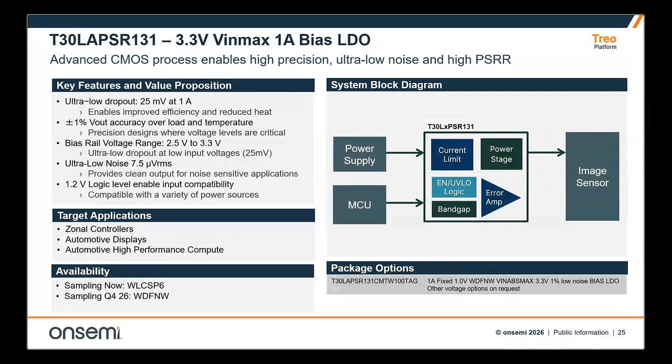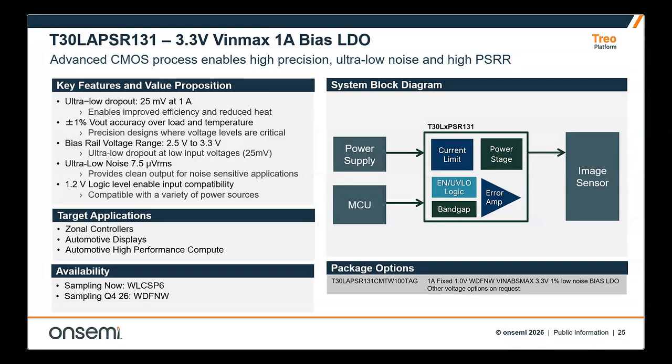Next is our T30L bias LDO. It's a 1 amp, 3.3 volt device purpose-built to power the SoC and image sensor, and is at the heart of the zonal architecture. What makes it special is that it's built on our Treo platform. So the Treo foundation is exactly what delivers the benefits you see here.